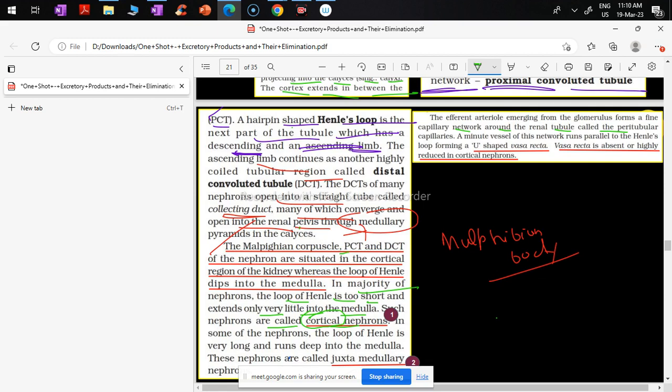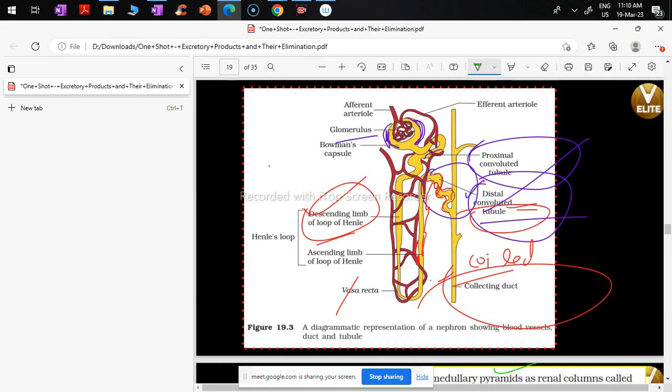Try to focus on this thing. One is the afferent arteriole. In this diagram you can see here, the afferent arteriole is towards the inner side, whereas the efferent arteriole is towards the outer side. So the peritubular capillaries, these red colored capillaries, are also going to arise from the efferent arteriole only. Clear?